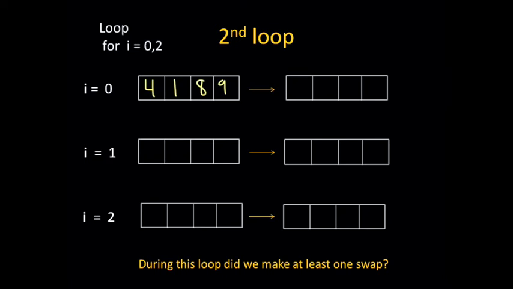Entering the second loop, the state of the list is 4, 1, 8, 9, and our current position is at position 0. Again, we're going to ask ourselves, is the value at the current position greater than the one at the next? Here 4 is greater than 1, so we swap. Which means that the state of our list is now 1, 4, 8, 9. So now on the next iteration, our current value is at position 1.